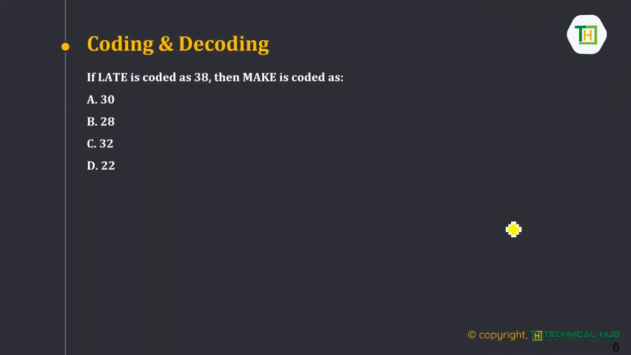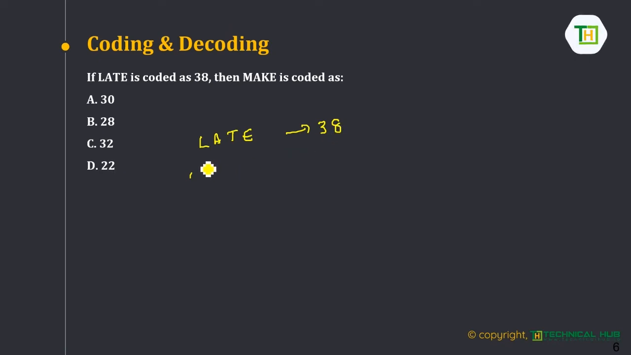Yes, coding and decoding. So first of all, find out the logic between the given word and code word, and the same logic is applied to the third one to get the fourth one. So given the word is late, L-A-T, with respect to code word 38.